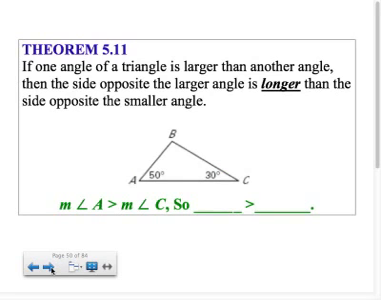If one angle of a triangle is larger than another angle, then the side opposite the larger angle is longer. So we're just going the other way now. It's essentially the converse. So in this diagram, we don't know exact lengths, but what I do know is that the length of BC, whatever that is, has to be bigger than the length of AB, because I know that this 50 corresponds with that side, and this 30 corresponds with this side.